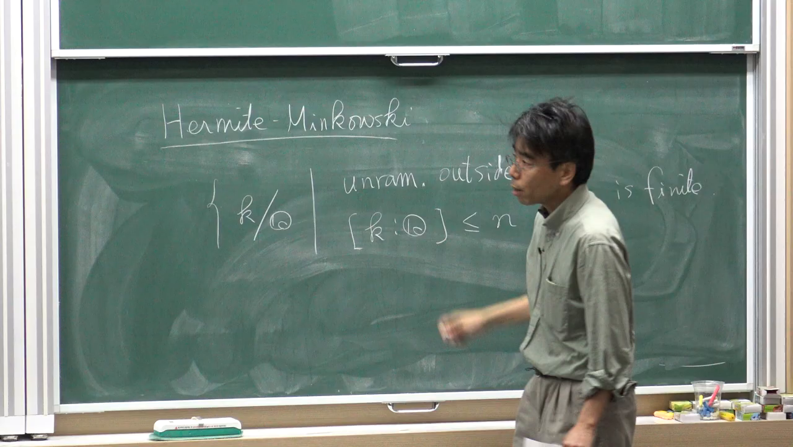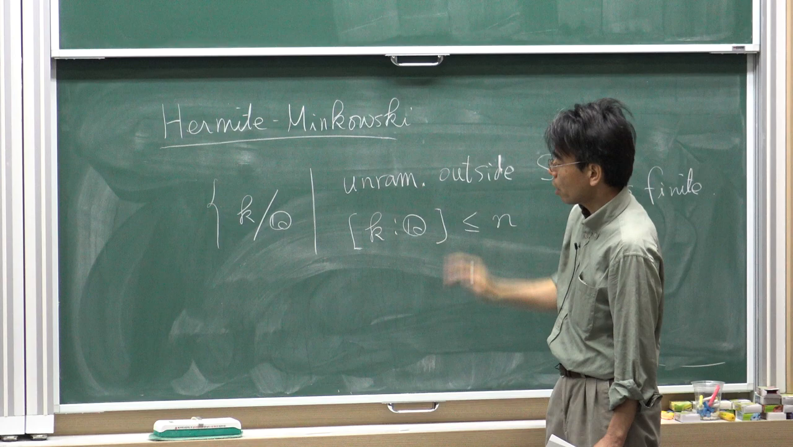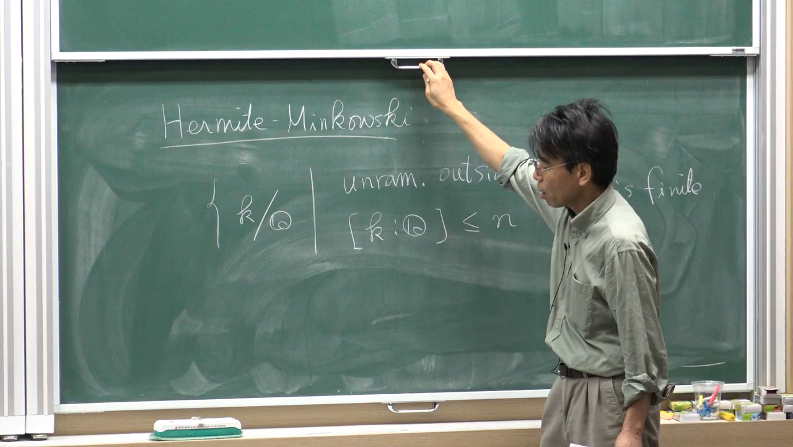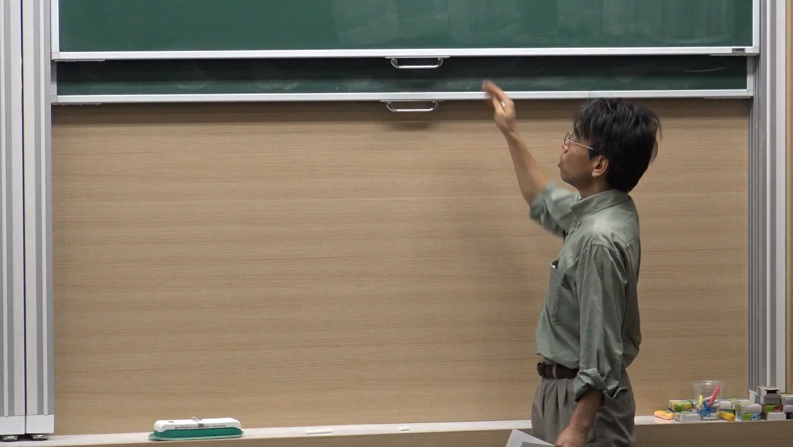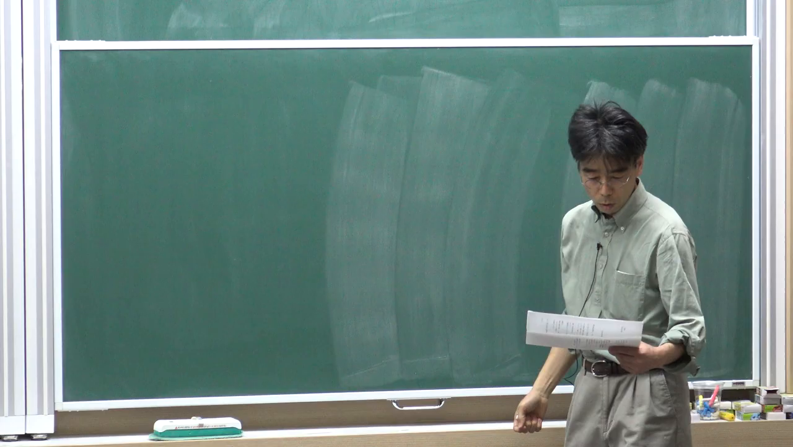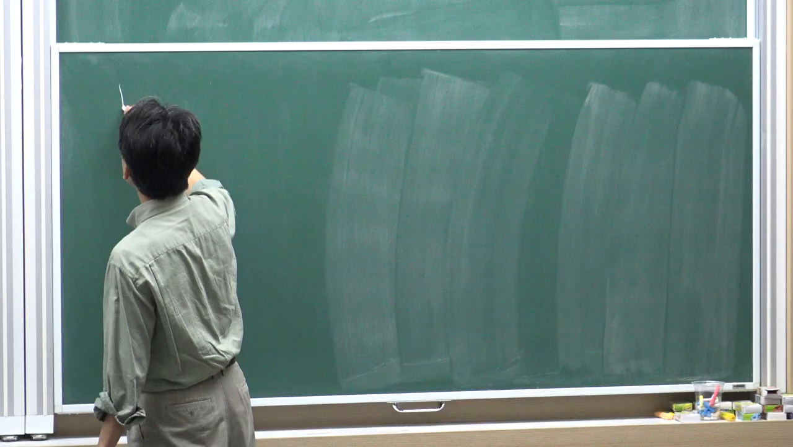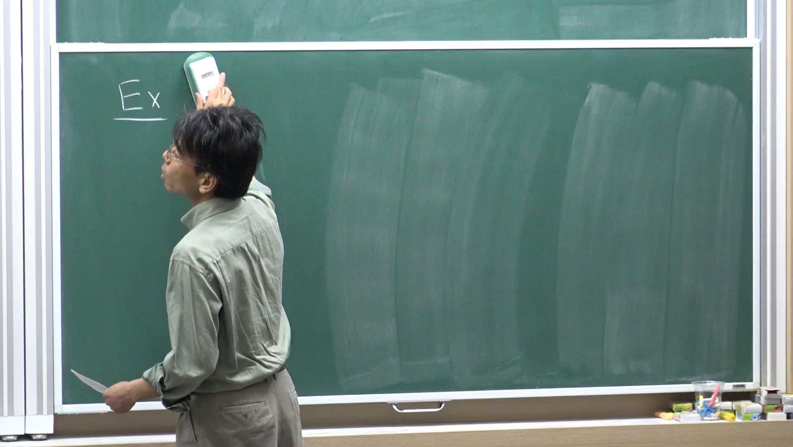This is usually proved by using the so-called geometry of numbers. And this is a basis of many other finiteness theorems, for example in arithmetic geometry. Since today I would like to talk about Mordell-Weil groups, let me explain now. Another classical finiteness theorem is the Mordell-Weil theorem.